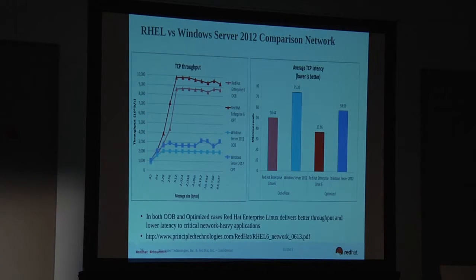Throughput on the left, latency on the right. This is a third party, as Shaq mentioned earlier, third-party benchmark. Don't know how to tune Windows. They did it. And I think we performed fairly well.